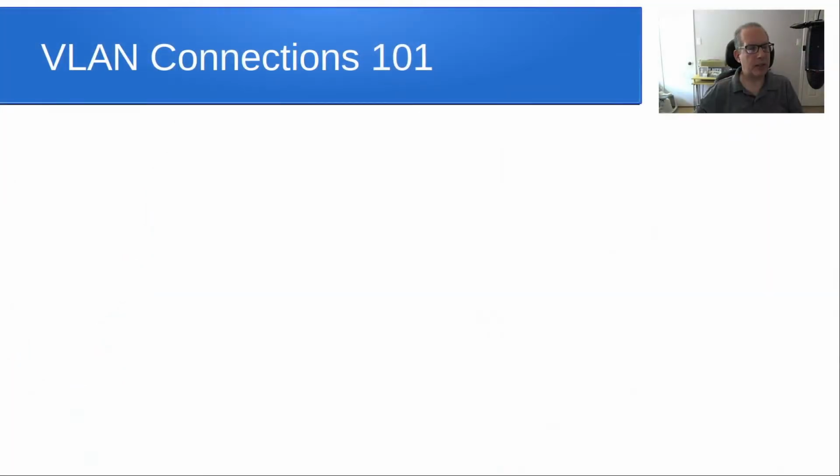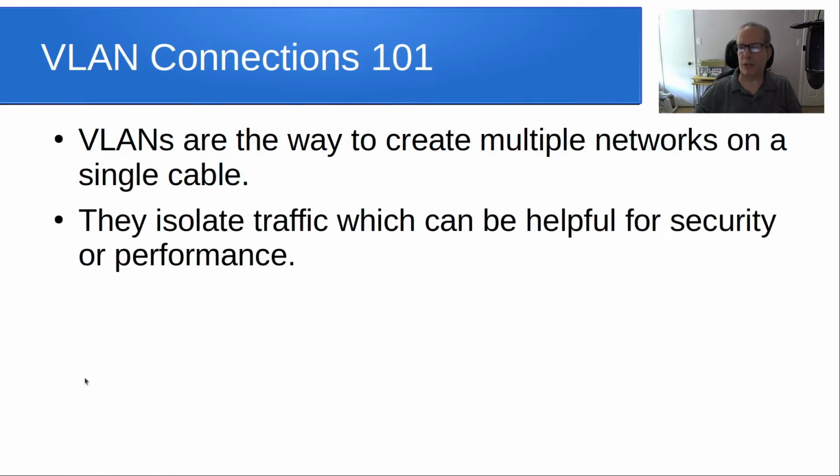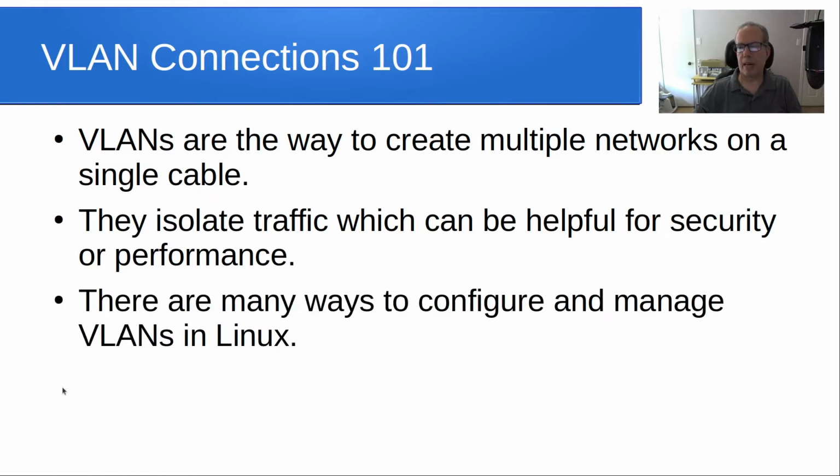Today I wanted to take a look at using VLANs to connect either from desktop machines or from servers. So VLANs, or virtual LANs, are the way to connect multiple networks on a single cable. They isolate traffic, which can be helpful for security or performance reasons. And there are many ways to configure and manage VLANs in Linux.